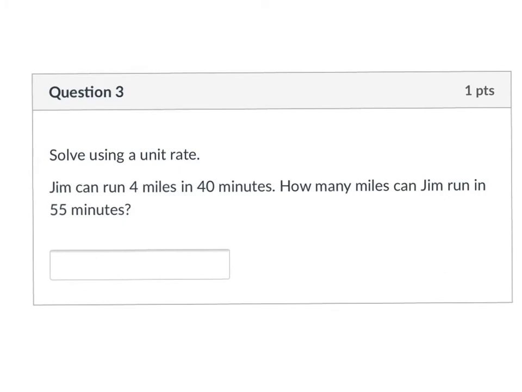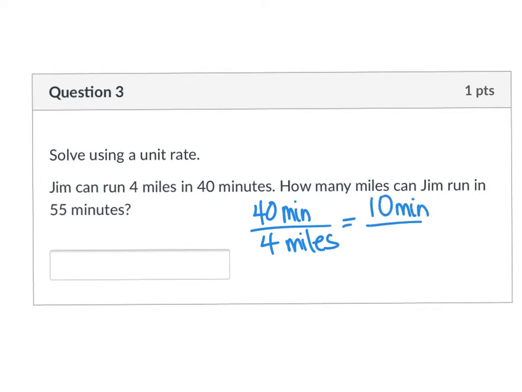Solve using a unit rate. Jim can run 4 miles in 40 minutes. How many miles can Jim run in 55 minutes? So I'm going to get that unit rate first. So 40 minutes, 4 miles. That means Jim is running in 10 minutes, 1 mile. There's my unit rate. I'm trying to figure out how to solve for 55 minutes.